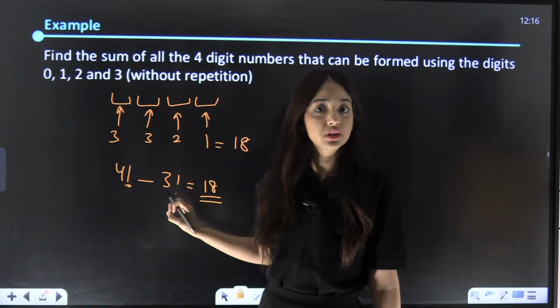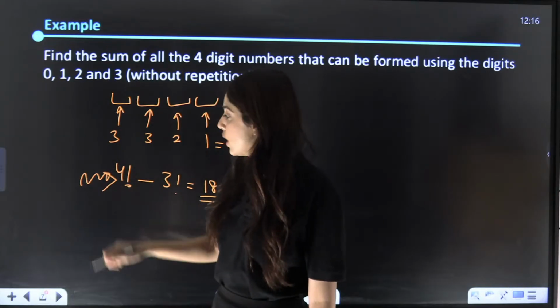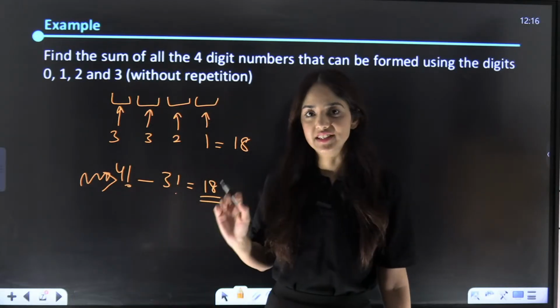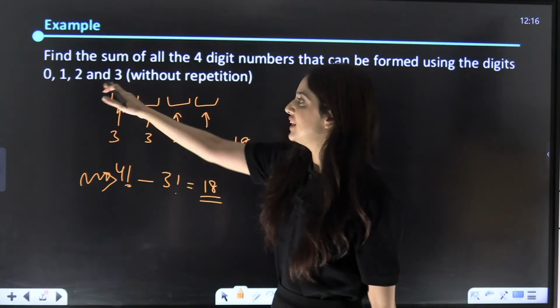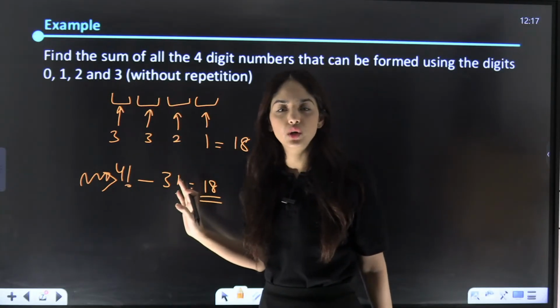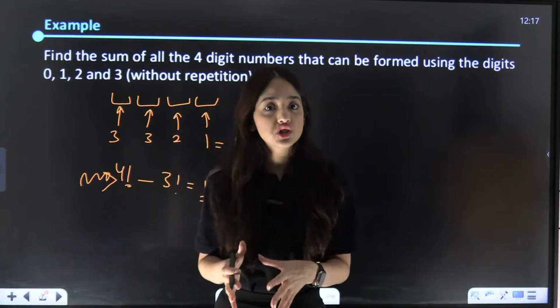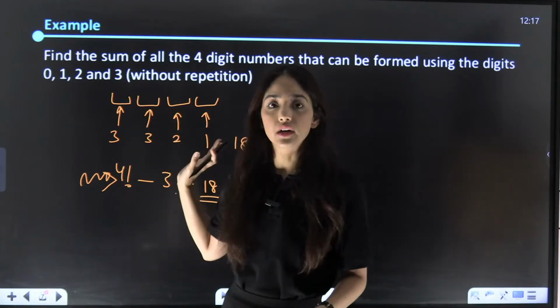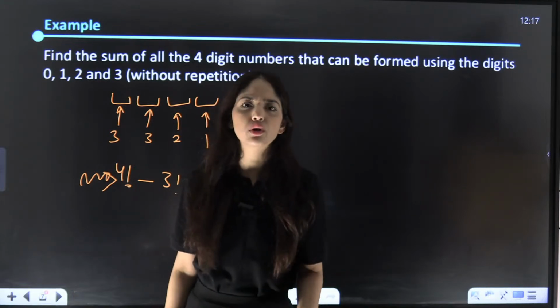You should understand both the methods, because in this question we are going to use this one. Why? Let's see. We need to find the sum of all 4-digit numbers that can be found using 0, 1, 2 and 3. The only condition is, in order for this to be a 4-digit number, 0 cannot be here. So let's first find the sum the old way. Let's assume 0 can be here.